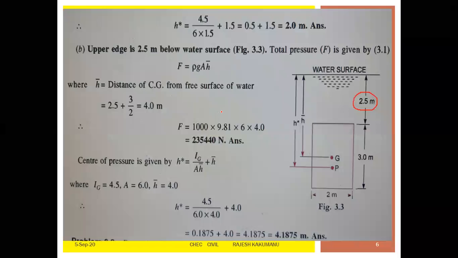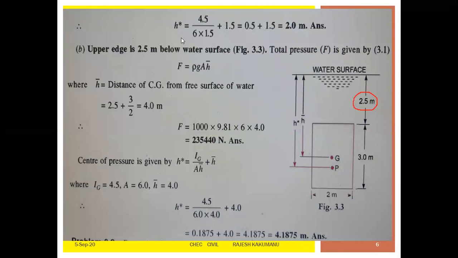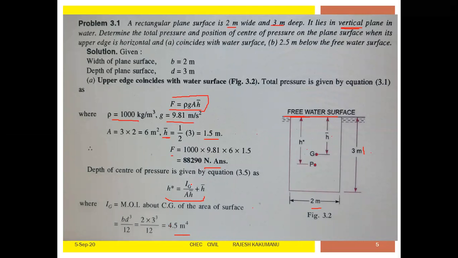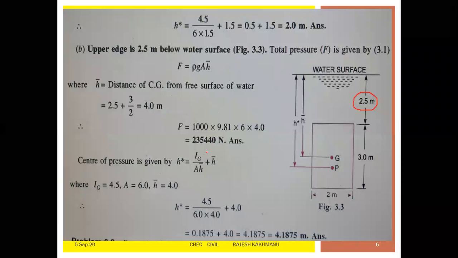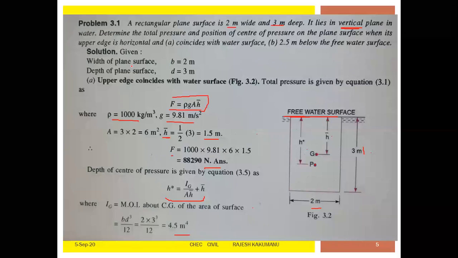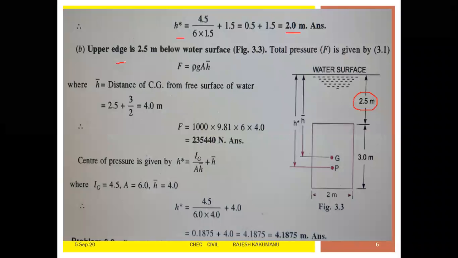Next, what is h star here? Substitute 4.5 by area into h bar, plus h bar. So finally we will get the h star value, that is 2 meters. So you got the depth of the center of pressure. Okay. Next, the case where it is 2.5 meters below the water surface.